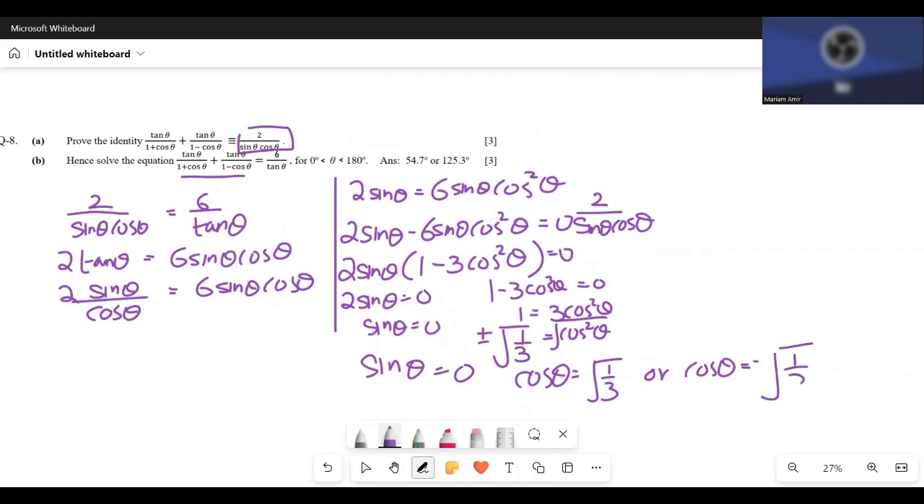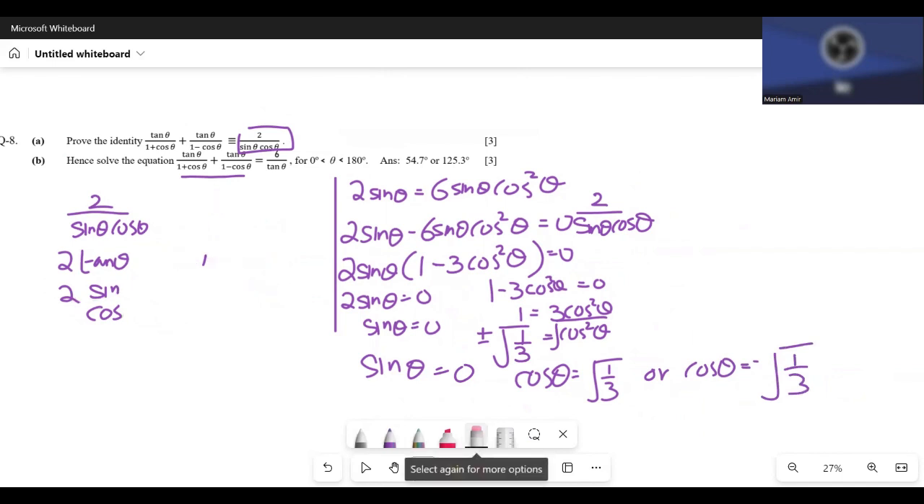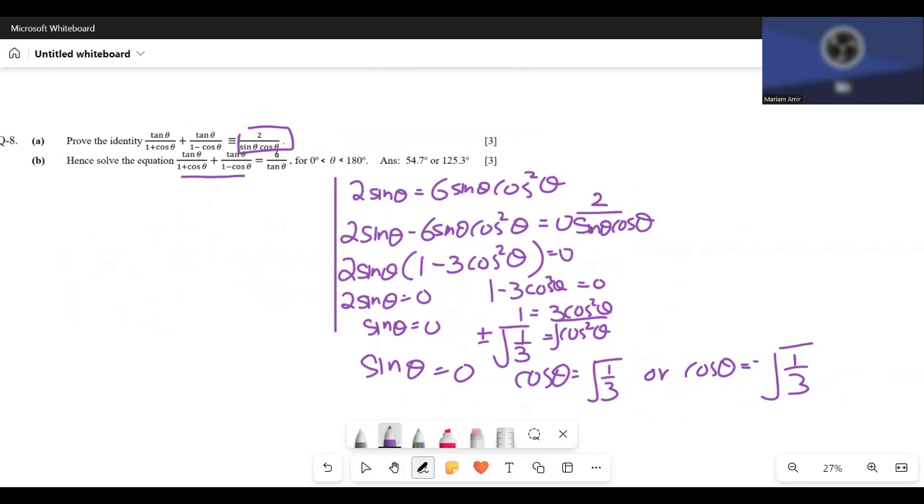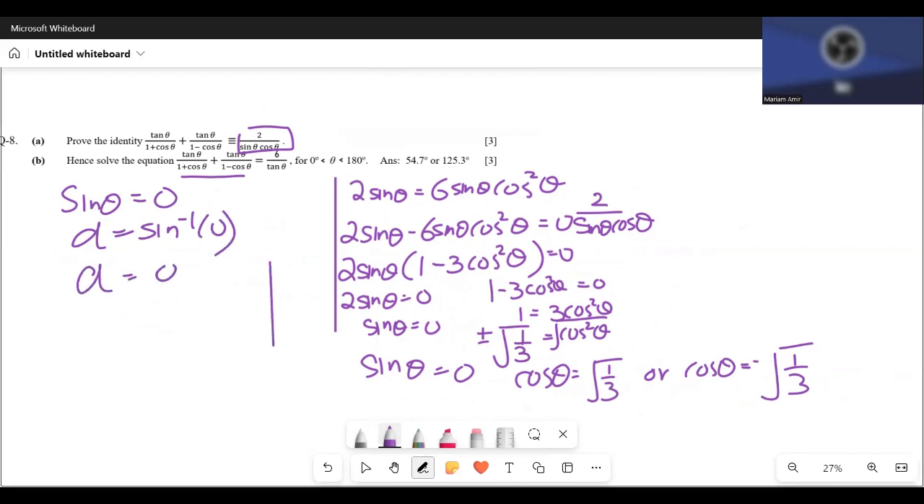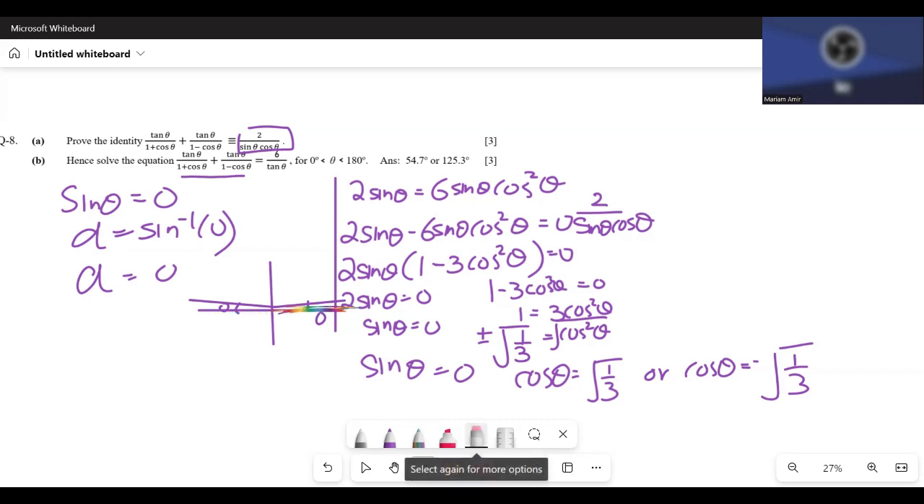Let me start with sine theta equals 0. Find the absolute angle by taking sine inverse of 0, and the absolute angle also comes out to be 0. Now we plot this here and here, and these angles are just 0. Ideally, we should just be making a horizontal line like this and a horizontal line like this. Anyway, I've just shown a very minute angle just to explain the concept.